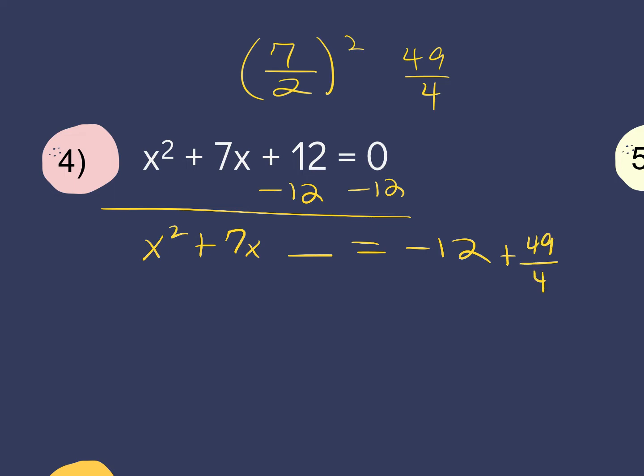And again, if you want to put plus 49 over 4 here, you can, but now you have to factor that. So it's a lot easier if you do my trick and put it in here as the 7 over 2 squared, because that's what your trinomial is going to factor into, x plus 7 over 2 squared. You can't put 7 over 2 on the right side; you have to square it.